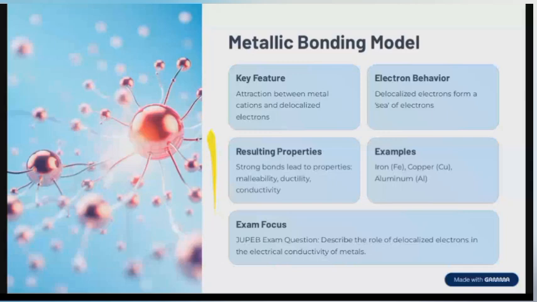Metallic bonding model. When you hear metallic bonding, how does it happen in metals? How metals bond with themselves is this. Let's take for instance an iron molecule, Fe. For you to form iron metal, it's a combination of several iron atoms, Fe atoms, like billions of Fe atoms.